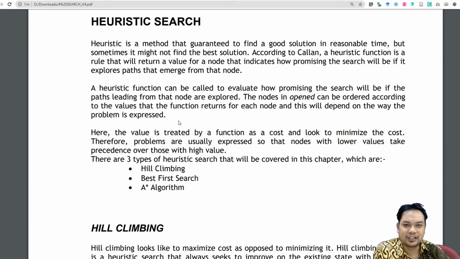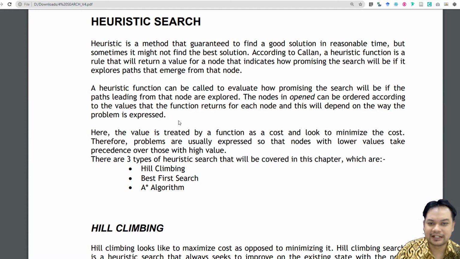In blind search, every node is being searched and evaluated in order to find the goal. It is called blind because every node is being searched. Another word for blind search is brute force. Dia cari je semua node untuk tentukan goal, untuk dapatkan goal.